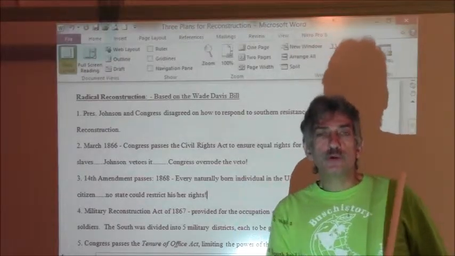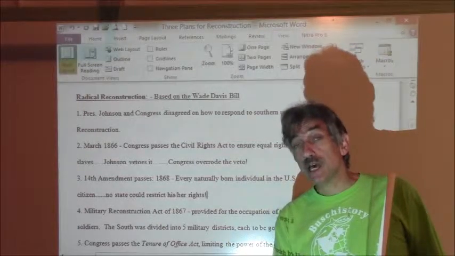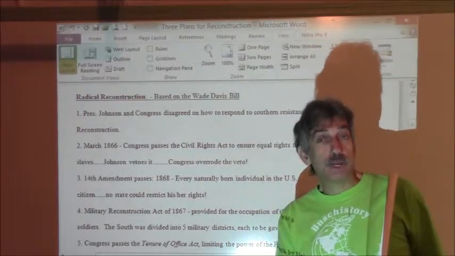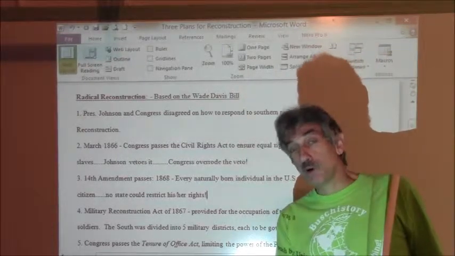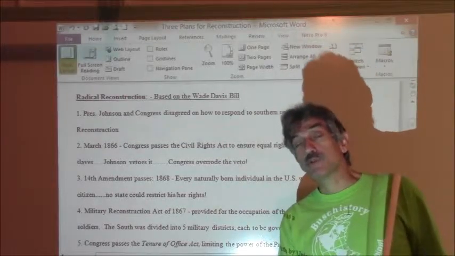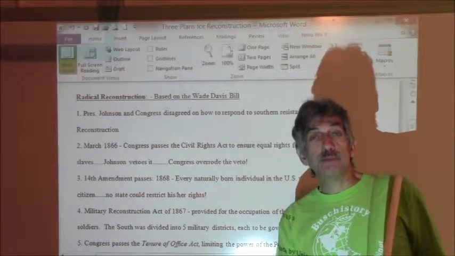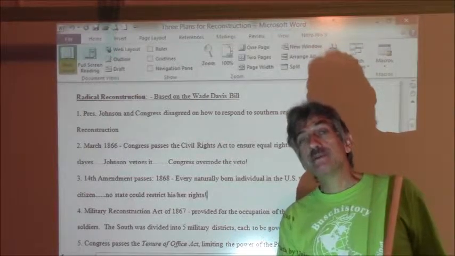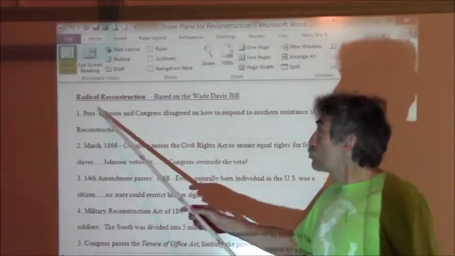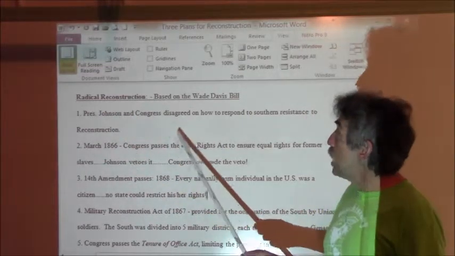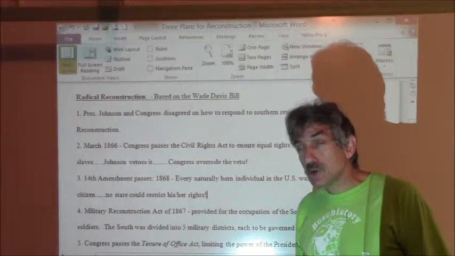So based on all those events, the North is going to try to punish the South. And if you remember, Lincoln's party had been the Republican Party, and the Republicans largely overseeing the war effort. The Republicans are going to oversee the Reconstruction effort, and the extremists in the Republican Party were called radical Republicans. And they embraced this Wade-Davis bill, and we're going to get something called radical Reconstruction. President Johnson and Congress disagreed on how to respond to Southern resistance. The Klan is starting to rise up.